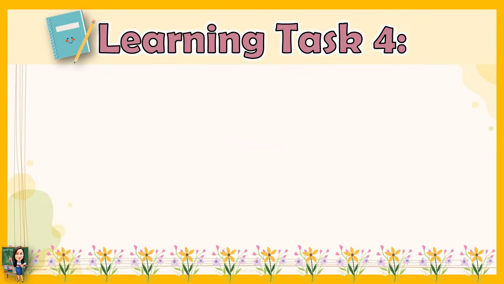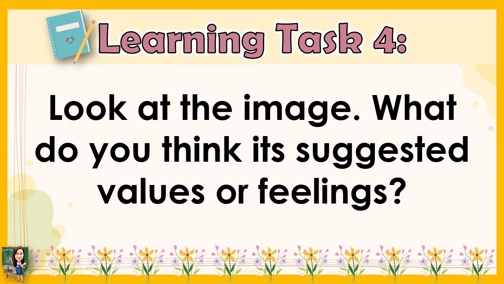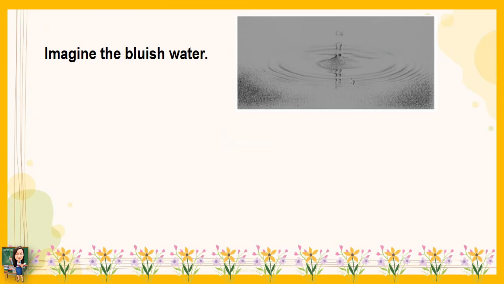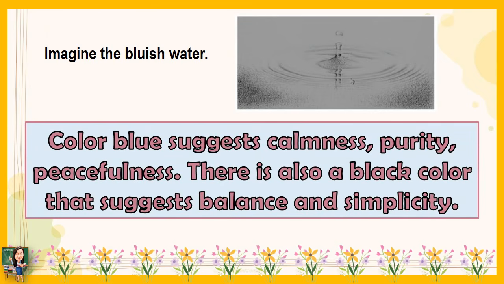Learning task 4. Look at the image. What do you think are its suggested values or feelings? Imagine the bluish water. The color blue suggests calmness, purity, peacefulness. There is also a black color that suggests balance and simplicity.